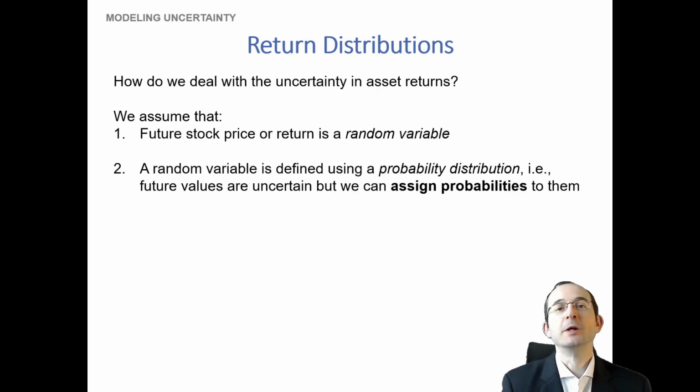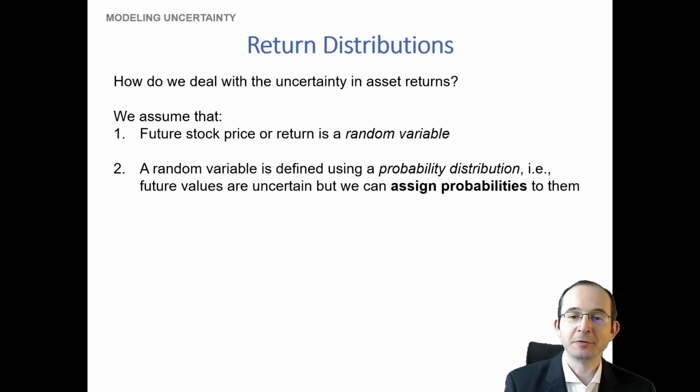So how do we deal with this uncertainty in asset returns? Well, as we often do in statistics, when we don't know something, we will actually assume it to be a random variable. And a random variable is some varying quantity that can be characterized using a probability distribution. In other words, some mapping of likelihood to outcome.